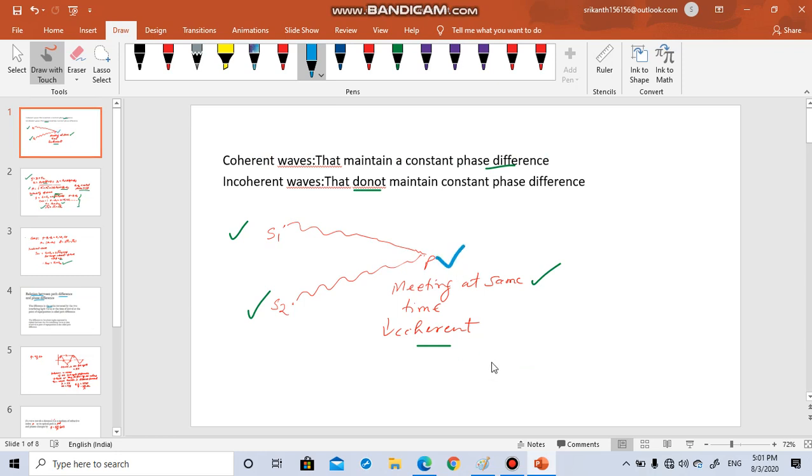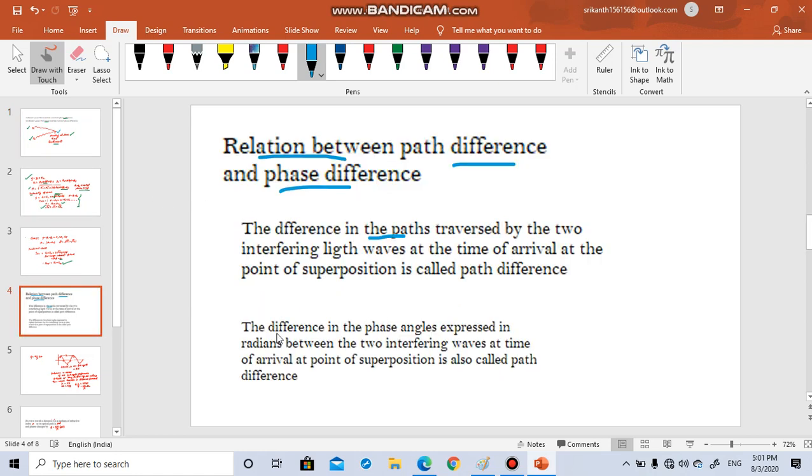So that is one definition of path difference. Another way of understanding it is the difference in the phase angles, expressed in radians. See, radians is very important, not expressed in degrees. The difference in phase angles, expressed in radians, between the two interfering waves at the time of arrival at the point of superposition is called path difference.